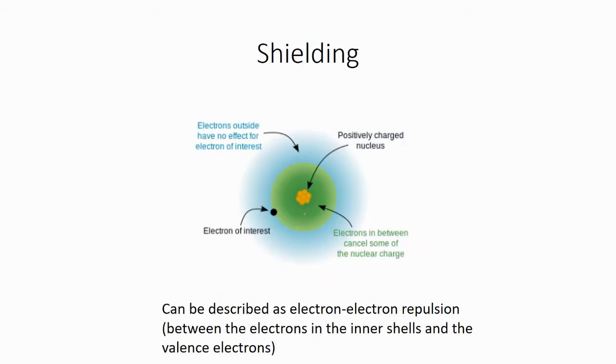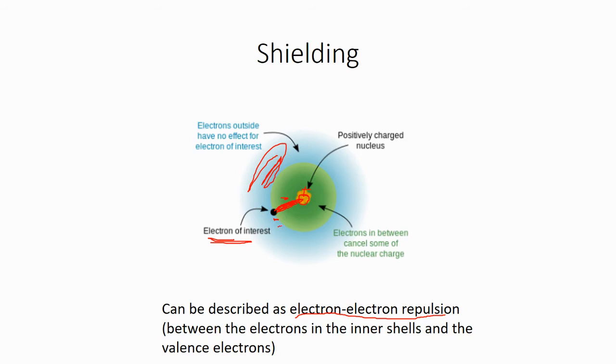Shielding is the effect. So this is the nucleus here. And then we've got the electron of interest, which is our valence electrons. The electrons outside the valence electrons, if there's any electrons out here, they have no effect. We're not interested in those at all. The nucleus has a positive charge. The electrons between the outside ones and the nucleus, they are negative, remember? Just like these electrons are negative. So what happens is they actually repel each other. So there's some electron repulsion going on. And they actually shield.